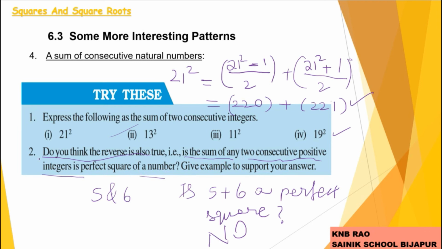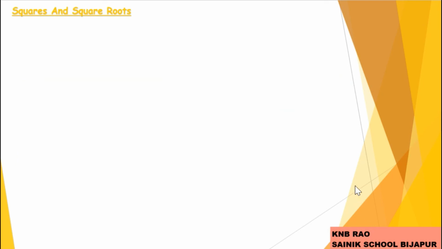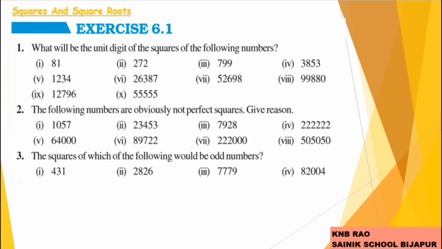Okay. Now we will go for solving exercise 6.1. Students, in the 6.1 exercise, I am giving you 3 main questions. These 3 main questions contain sub questions once again. In the first main you have got 10 sub questions. In the second main you have got 8 sub questions. In the third main you have got 4 sub questions.